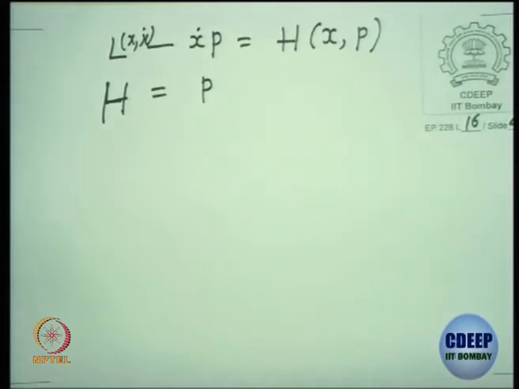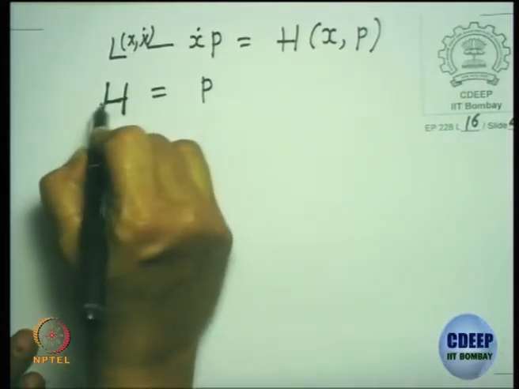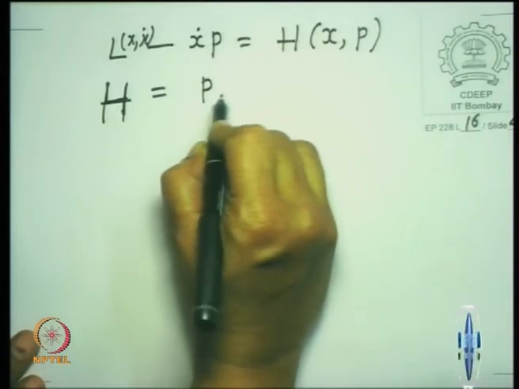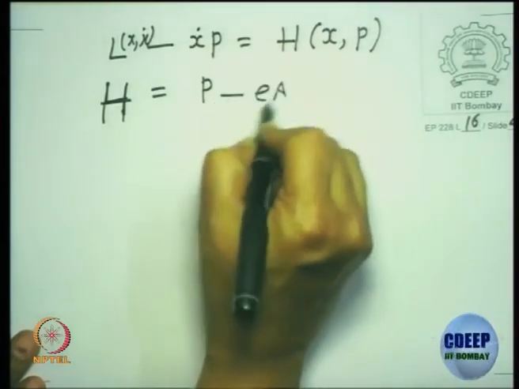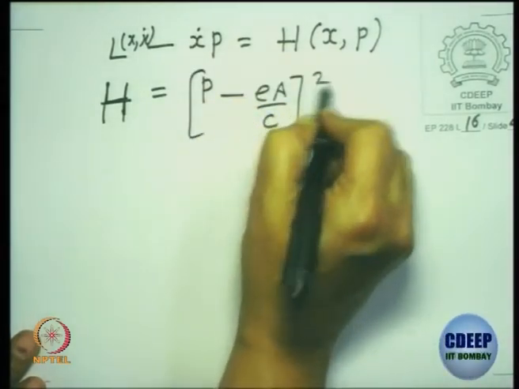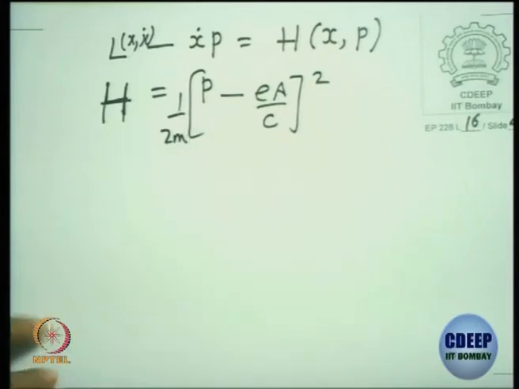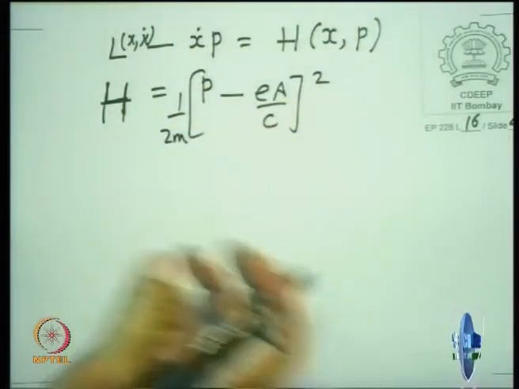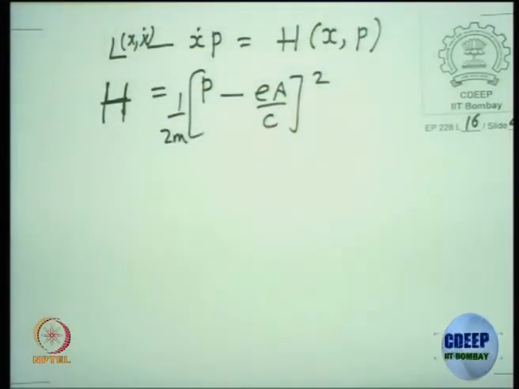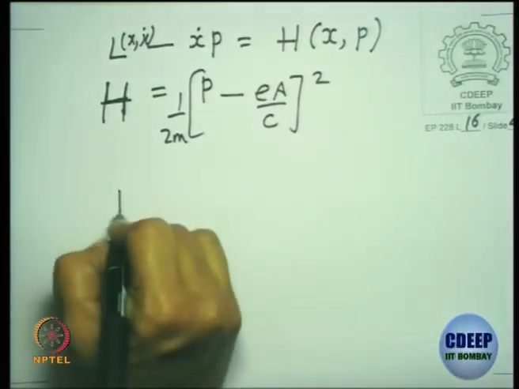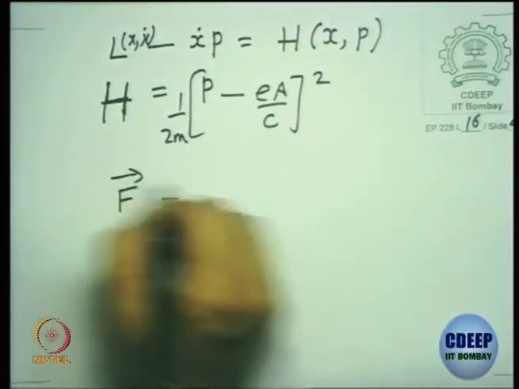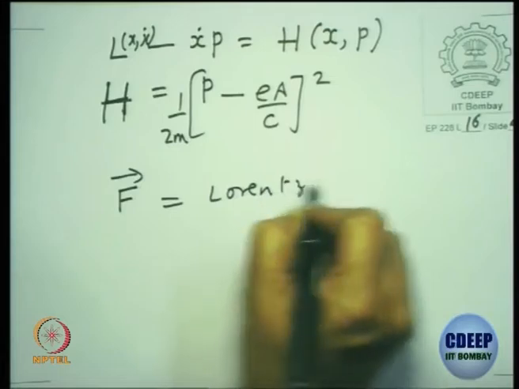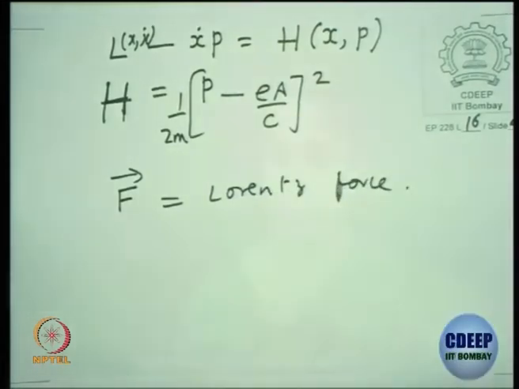So, what I am saying is that for a particle in a magnetic field, if you replace p by p minus eA by c, the whole squared over 2m, in the free particle Hamiltonian, and you rewrite either the Euler-Lagrange equation using the above or Hamilton's equations and convert it into a second order differential equation, you will end up getting a force which is the Lorentz force. Okay, this I will leave it to you to check.